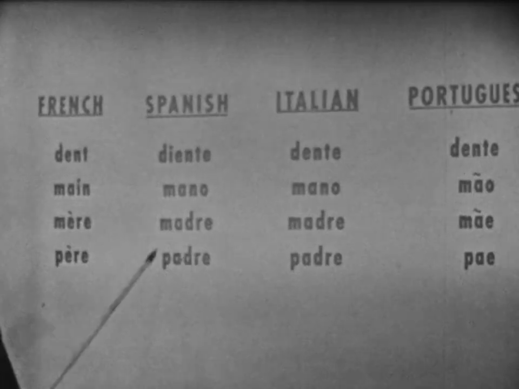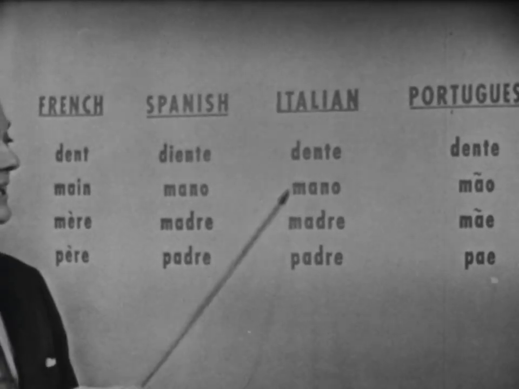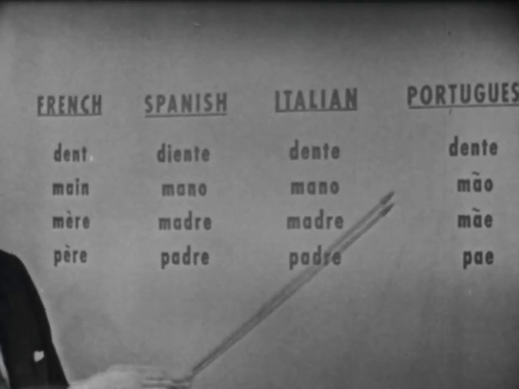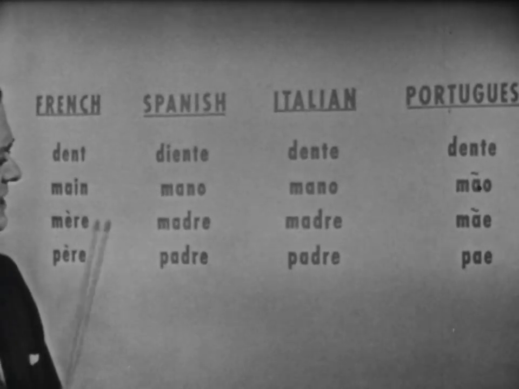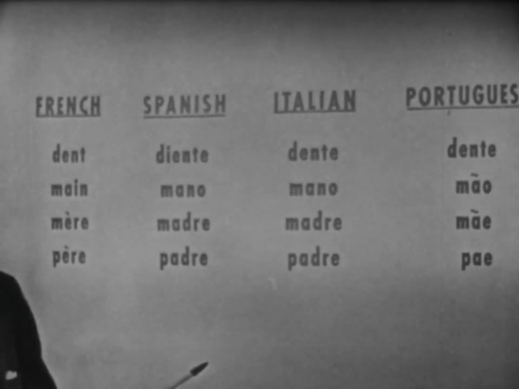Spanish: diente, mano, madre, and padre. Latin: dente, mano. Italian: dente, and so on and so on. Portuguese: mão, mãe, and so on. Again, these kinds of words look very much alike, and they sound very much alike.